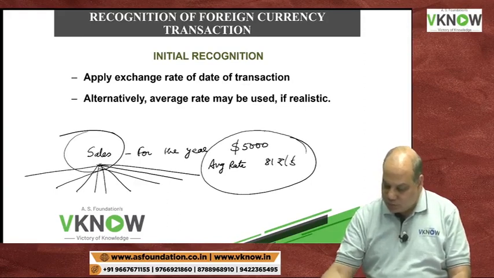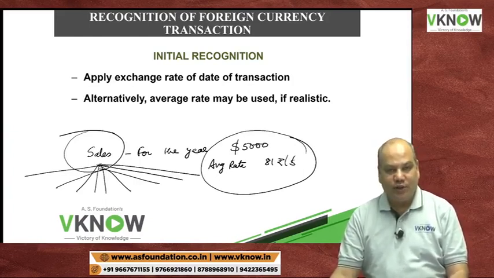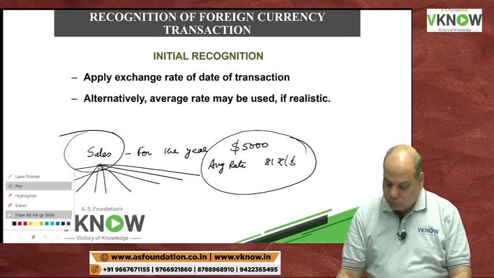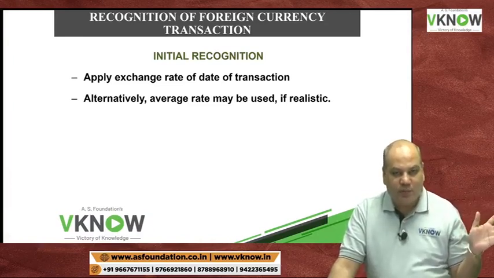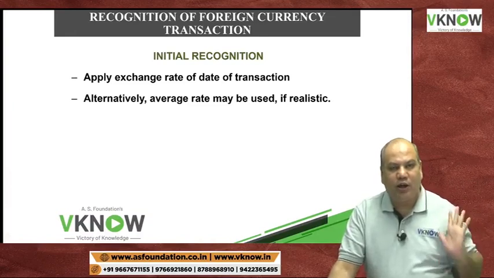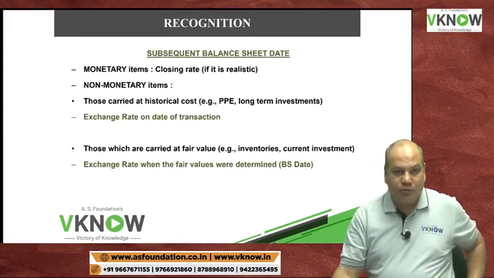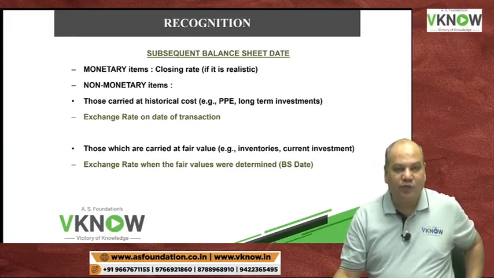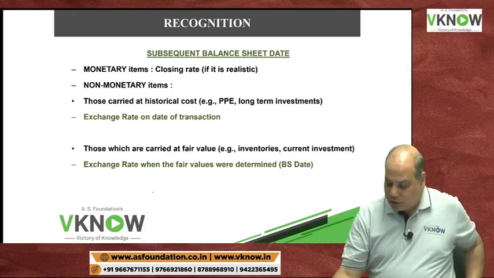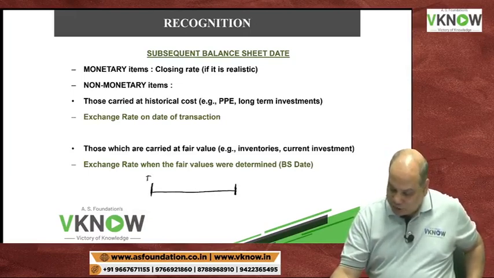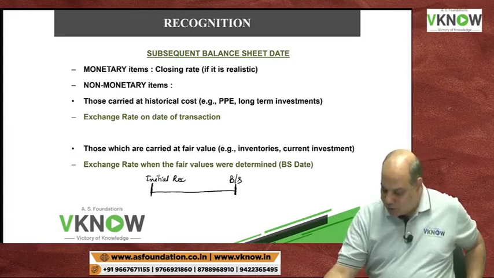So what the student will simply do is multiply the entire 5,000 by the average rate. That simplifies your task. So for those transactions which occur throughout the year, like income and expense items, we normally apply the average rate. Of course, if the company wants, it can apply the specific exchange rate on the date of transaction. Now, the next issue is balance sheet date. This was initial recognition. Now, we have come to balance sheet date.